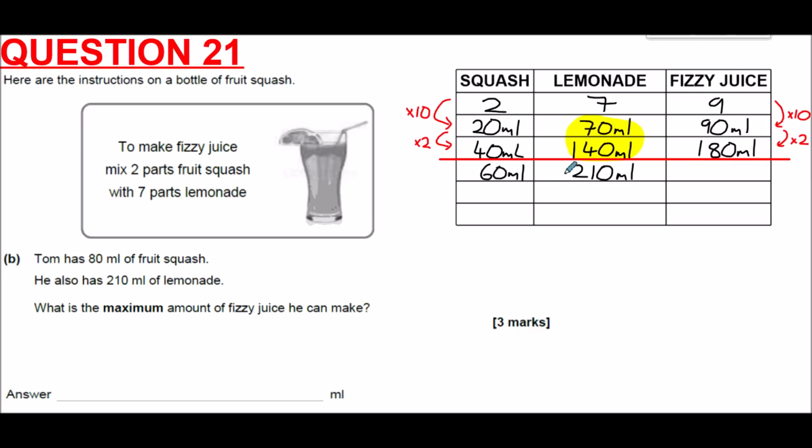So this is the maximum we can make: 60 mils of squash, 210 mils of lemonade. That gives a total of 270 mils of fruit juice. So that's the maximum amount of fruit juice we can make, 270. That's as much as we can make before the lemonade runs out.